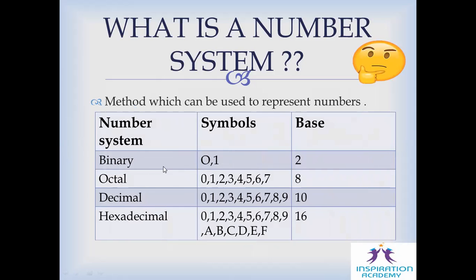Let's check them. Binary number system, the symbols are 0 and 1. The base is 2. In octal number system, the symbols are 0, 1, 2, 3, 4, 5, 6, and 7. The base is 8. In decimal number system, the symbols are 0, 1, 2, 3, 4, 5, 6, 7, 8, and 9. The base is 10.